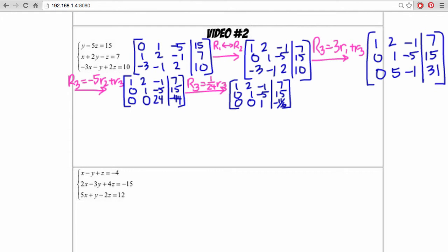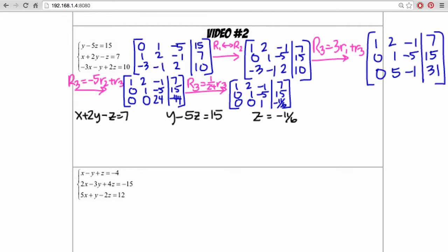This is a problem where we do get fractions as our answers. If we rewrite that last augmented matrix as our system of equations, we wind up getting 1x plus 2y minus 1z equals 7. We'll also get y minus 5z equals 15. And then we have z equals negative 11/6. So we have one of our variables solved for.